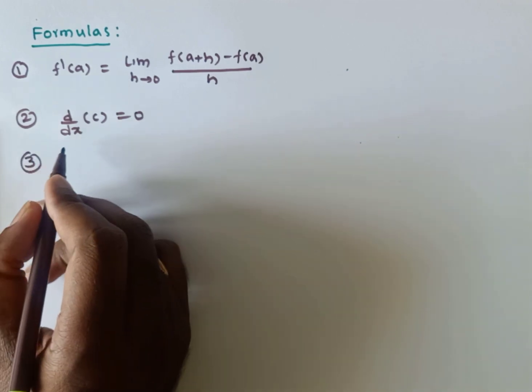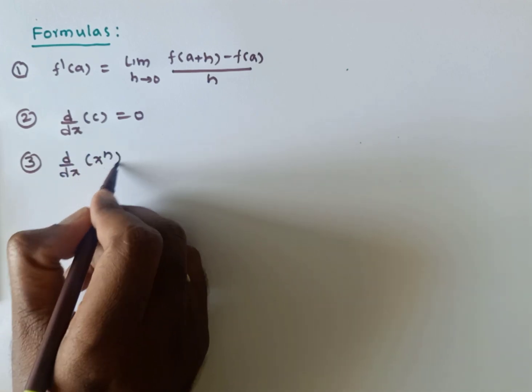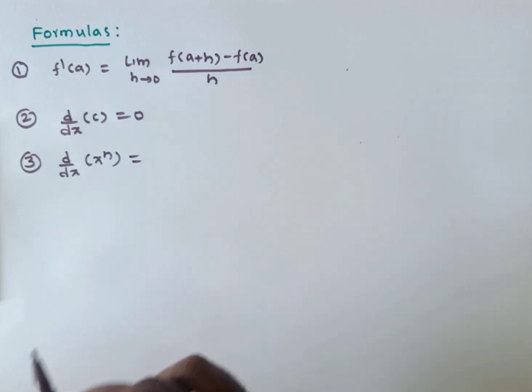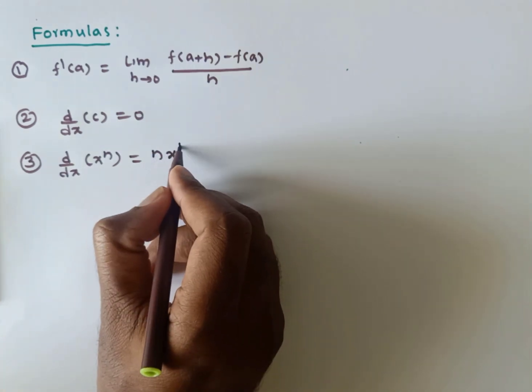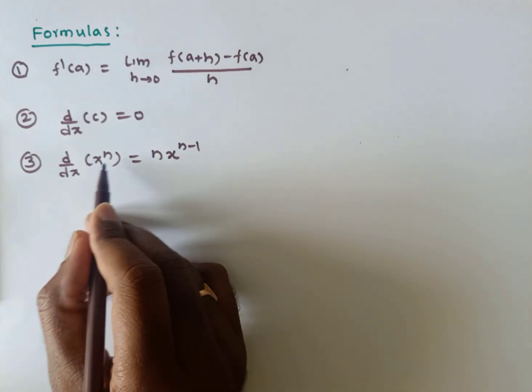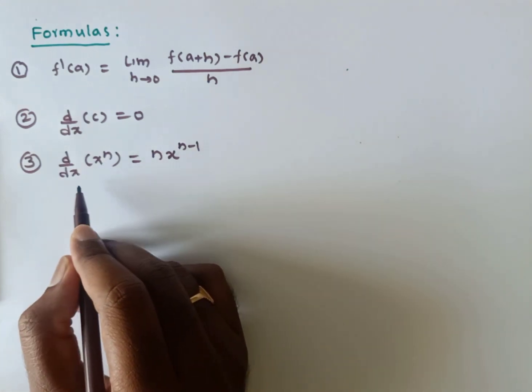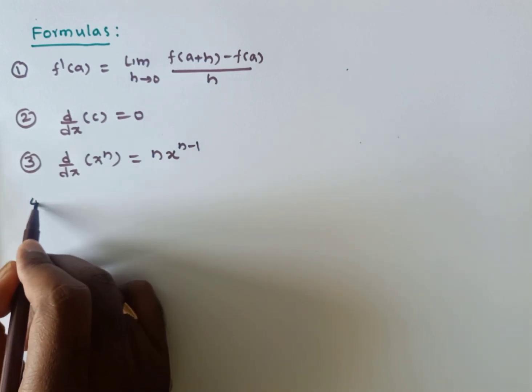Now third one, d by dx of x to the power of n. So this is called the power rule. So derivative of x to the power of n is n into x to the power of n minus 1, where x is a variable and n is a constant. Observe that x must be a variable and n must be a constant. Okay, if x is a constant and n is a variable, then it is exponential differentiation. I will write that also, see the difference.